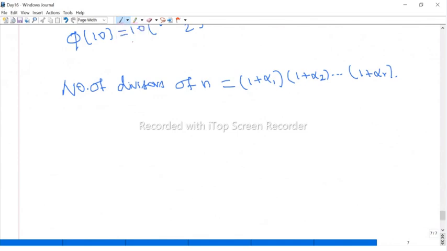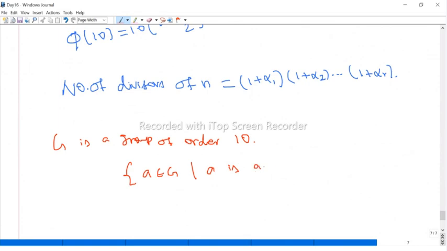So first they give the order of the group. Suppose G is a group of order 10. It is given. Now consider the set S, the collection of all elements a in G such that a is a generator of G. Maybe they call it S or A or something. The question they will ask is, what is the cardinality of S? So that is the number of generators. Therefore the number of generators is nothing but phi of 10. So phi of 10, we know the value is 4. Therefore the cardinality of the set is 4.